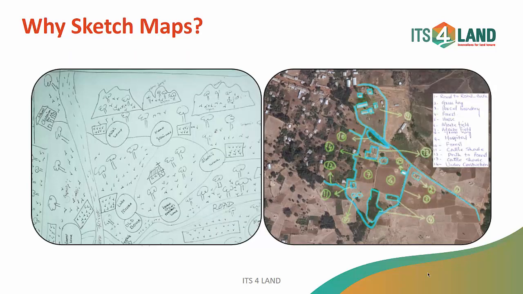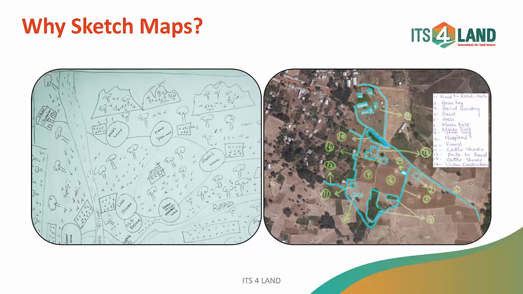Why sketch maps? And what is a sketch map? A sketch map can either be a freehand map drawn on a blank piece of paper, such as the example that you see on the left. This is a sketch map that was drawn by one of our participants in the Maasai area in Kenya. A sketch map can also be a map that is drawn on top of another georeferenced map or an aerial image. We see an example of this kind of sketch map on the right side, which is a sketch map that was drawn on top of an aerial image of the area Robert Bata in Ethiopia.